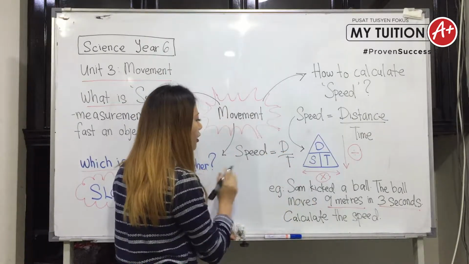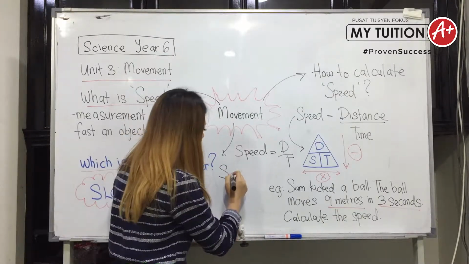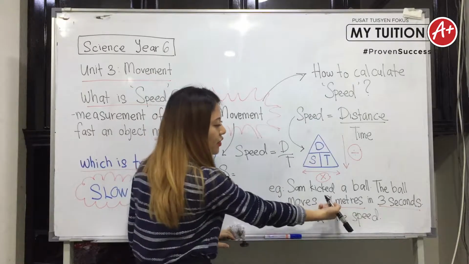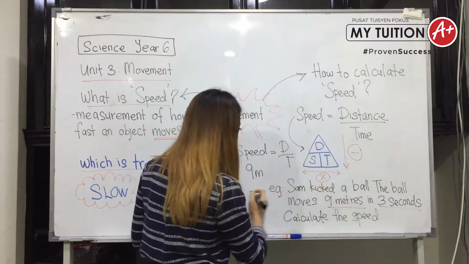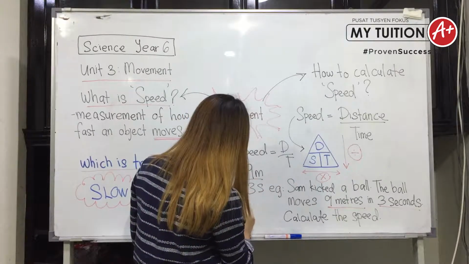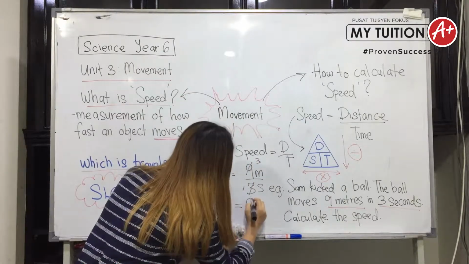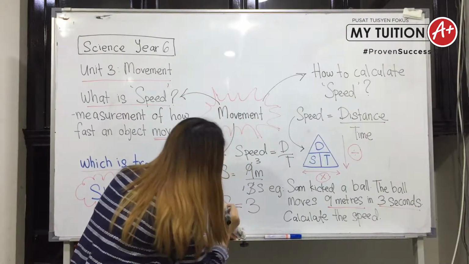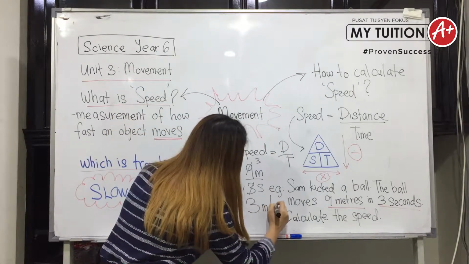Okay? So, in order to look at speed, let's let S be speed. The distance, which is given, 9 meters, divided by 3 seconds is equal to 3. So the speed is 3 meters per second.